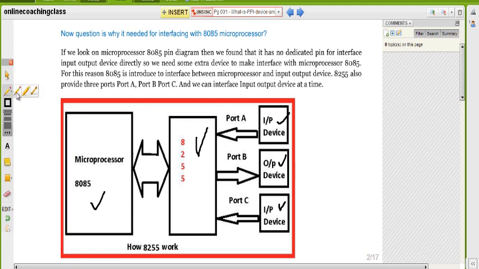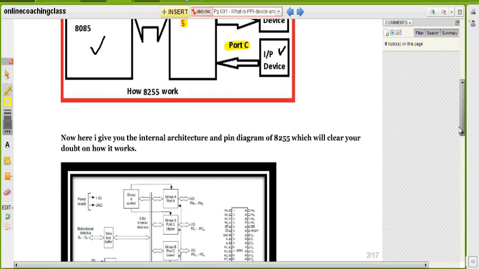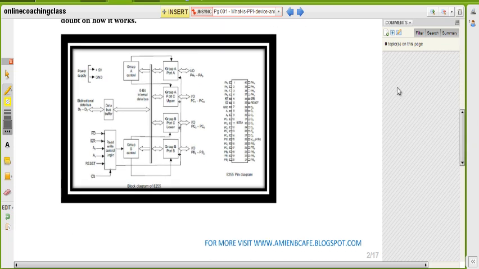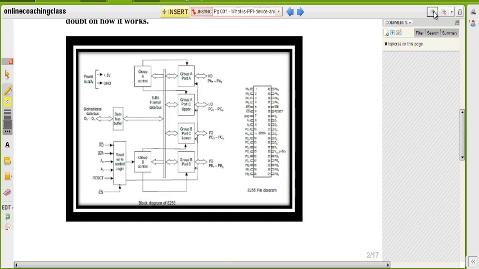Now look, I mentioned 8255 has 3 ports: port A, port B and port C. That means we can connect 3 devices simultaneously to the 8085 microprocessor at a time. Now here I give you the internal architecture and pin diagram of 8255, which will clear your doubt on how it works. Wait, let me zoom in.